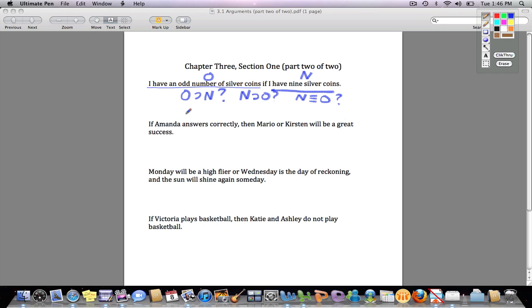It's said right here. The true claim is actually the translation in this case. We are not trying to translate it to make it true. We're trying to translate what it says. But our correct answer here is going to be N horseshoe O. If I have 9 silver coins, then I have an odd number of silver coins. And that comes out of not what's said. Forget about the content. Just take a look at the structure.